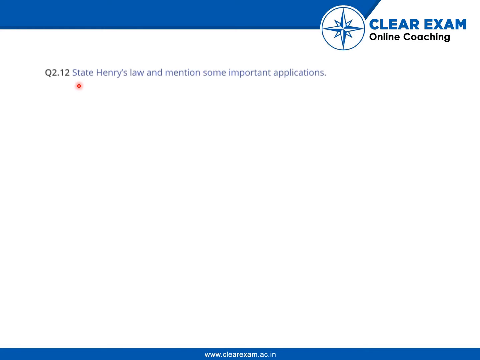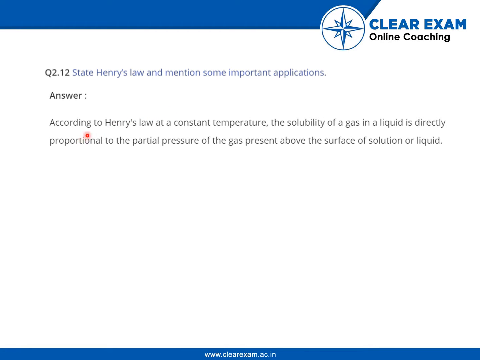The question is: state Henry's law and mention some important applications of Henry's law. Okay. The answer is: according to Henry's law, at a constant temperature, the solubility of a gas in a liquid is directly proportional to the partial pressure of the gas present above the surface of a solution or liquid.